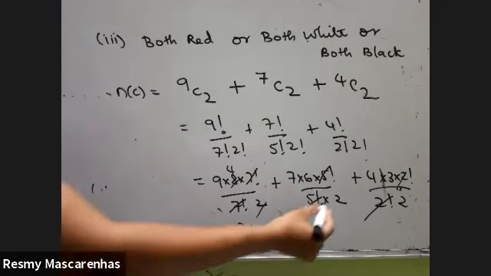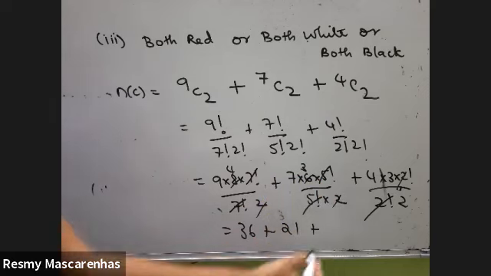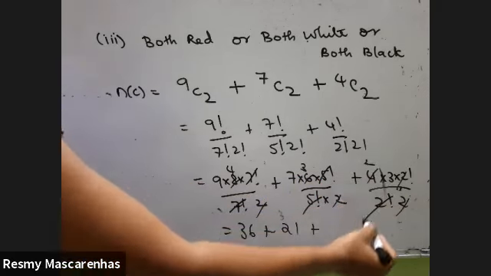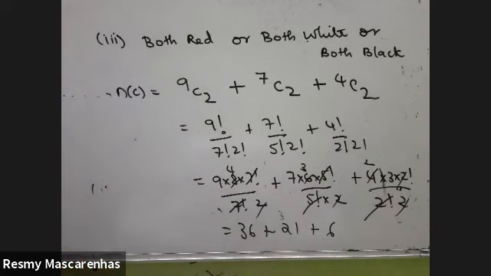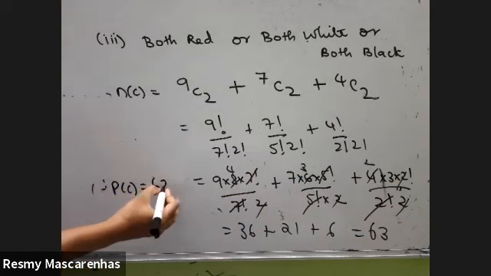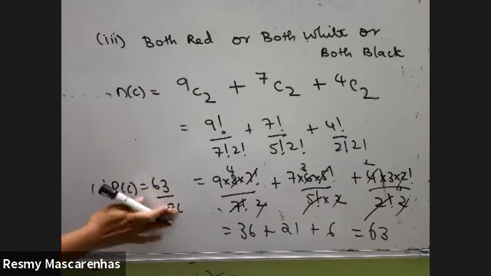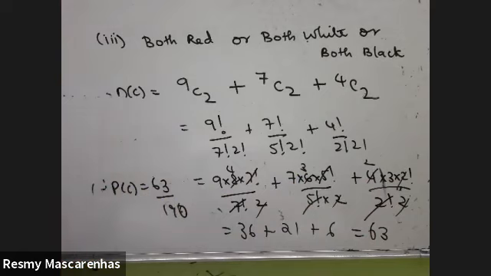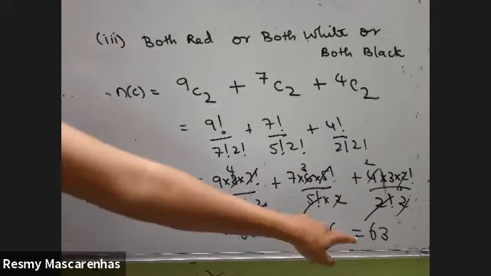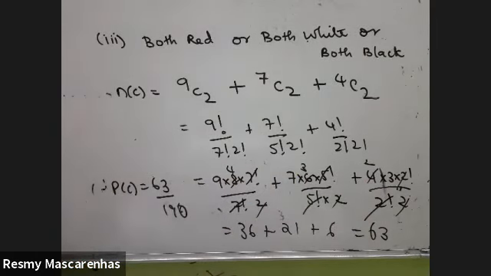36 plus 21 plus 2. Okay. 63 will be your answer, and therefore P of C will be 63 upon, I think that was 190, the sample space. Don't forget to divide by the sample space. If you keep 63, everything will be wrong, because probability cannot be more than 1. You have to divide by the sample space.